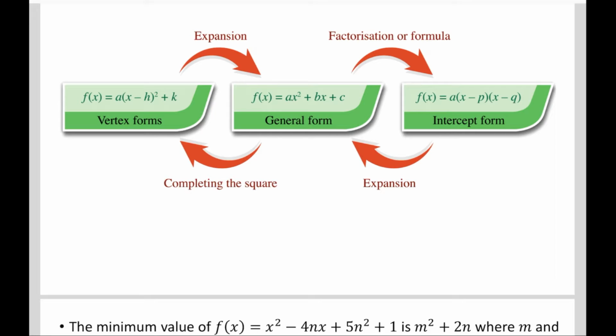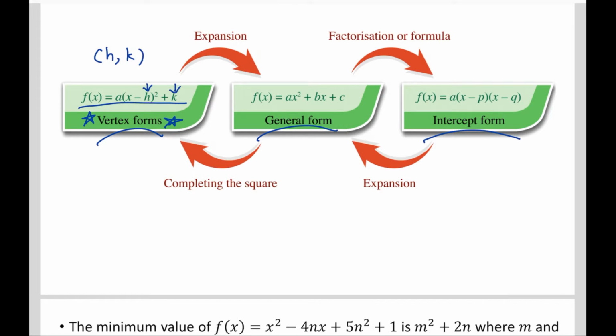When we deal with quadratic functions, we can always express them in three different forms: vertex form, general form, and intercept form. To find the maximum or the minimum point for quadratic functions, we must always express them in vertex form. This is the format for vertex form. Pay attention to h and k, because h and k are going to be the x value and the y value for the coordinates of the turning point for the quadratic function.